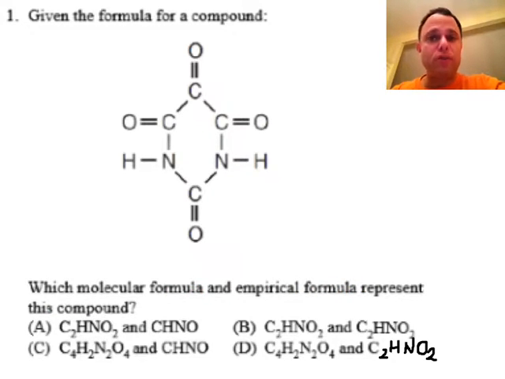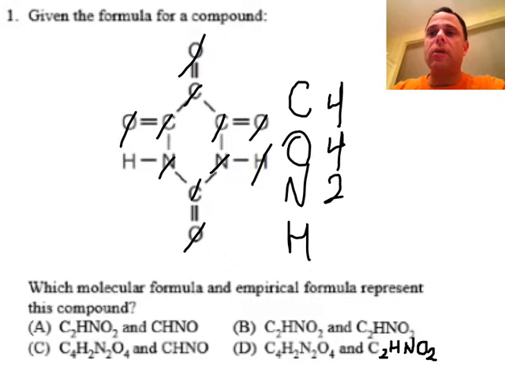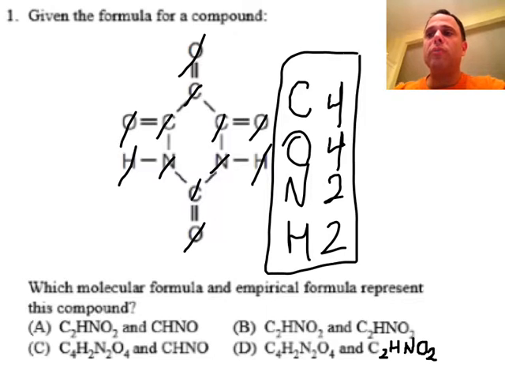Now to address this, we need to count how many of each we have to begin with. So we've got carbons, and we have 1, 2, 3, 4 carbons. We've got oxygens, and there are 1, 2, 3, 4 oxygens. There are nitrogens present, 1, 2 of them, and hydrogens, there are 2. So we are looking for a molecular formula that does not alter from these ratios. So that's either this one or this one.